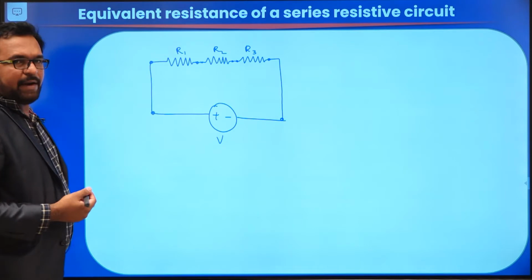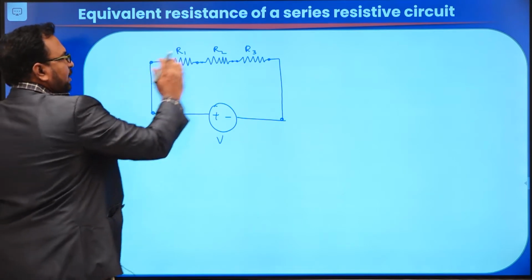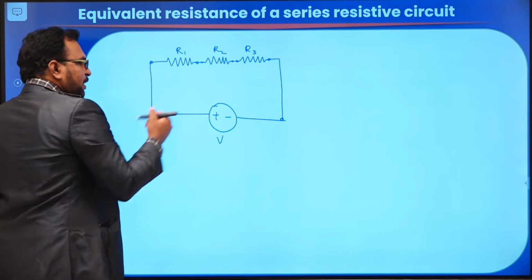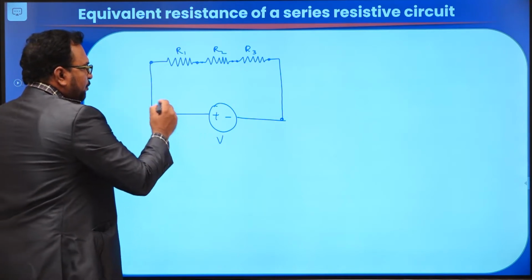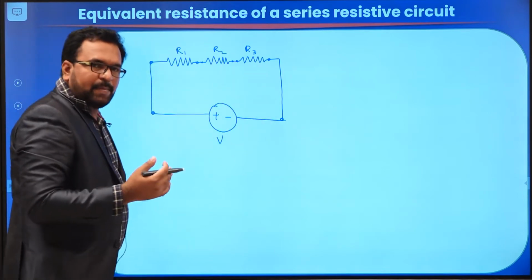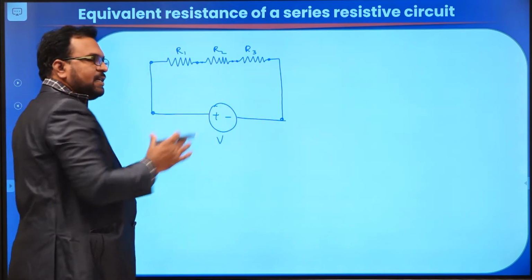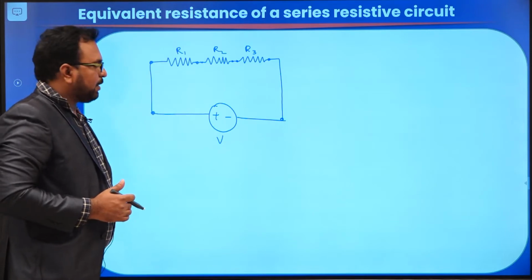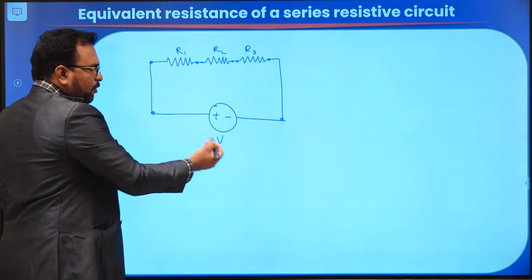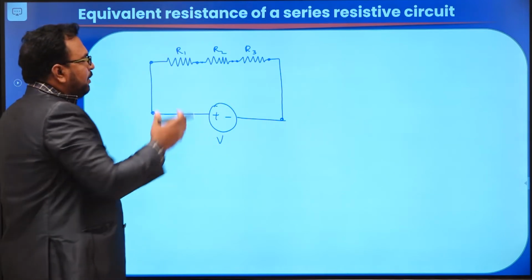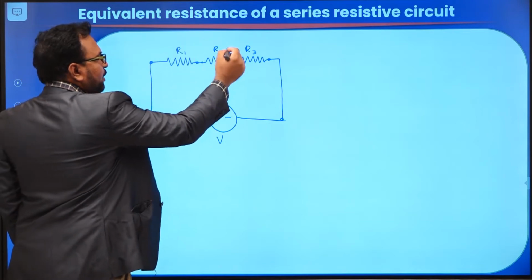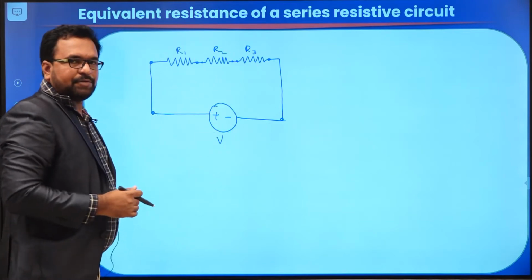So when the terminals are connected end to end, we say that the elements are connected in series. How will the current flow here? The current will always flow in this single loop only. There is only one path here. Since there is only one path for the current to flow, we can say that it is a series circuit. Now, what are the known values here? We know that a voltage of value V is applied to the resistances connected in series R1, R2, R3. That means R1, R2, R3 and V are known values.